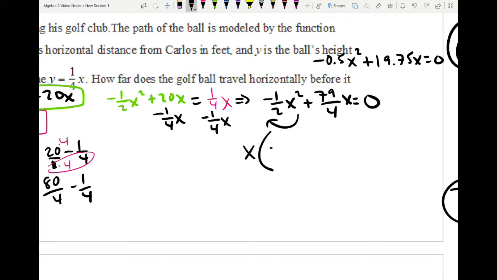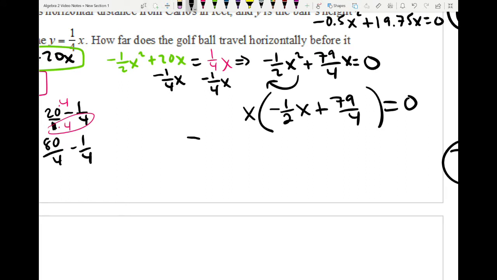So if I pull the x out, I have negative 1/2, and this guy has one x left over because I pulled out the x. So it only has one x now. The 79 over 4 has no more x's attached to it since I pulled it out. And then you're going to use the zero product property. The zero product property is when you have two things multiplying each other, you want to set each of them equal to 0. So this is equal to 0, and this is equal to 0.